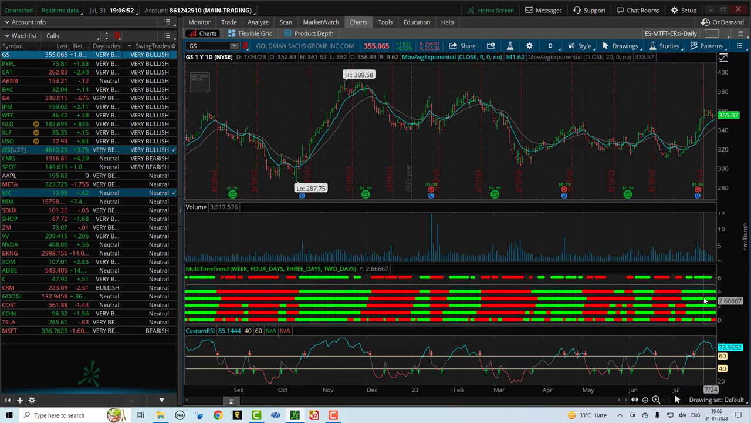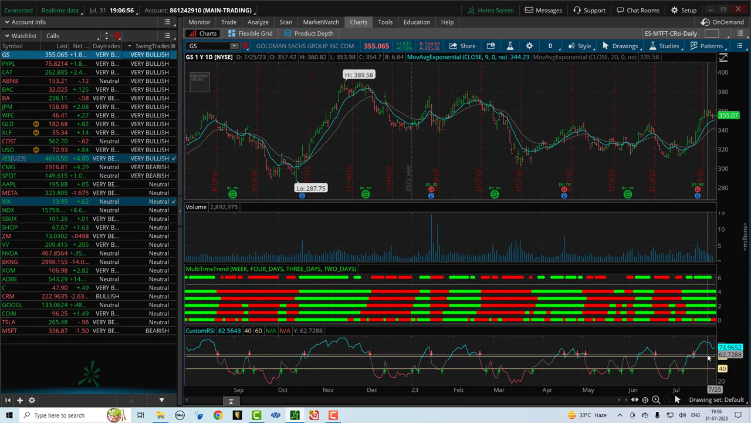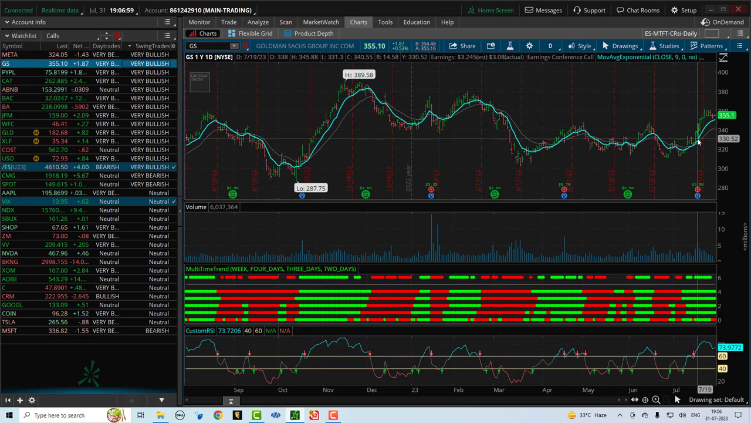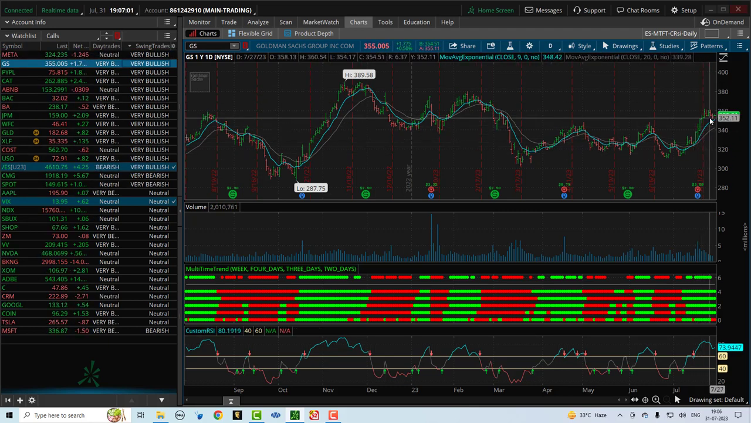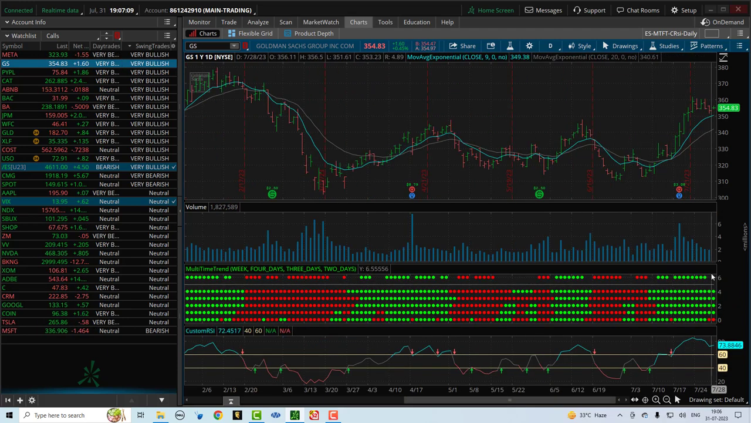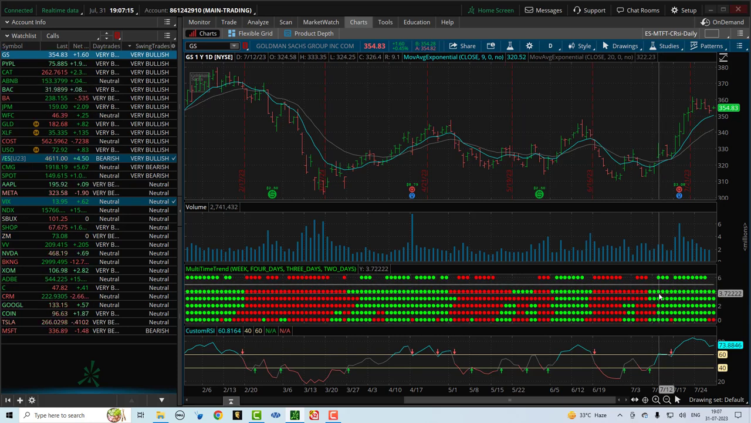And again, we'll get into these indicators, the multi-time frame trend, as well as the custom RSI, in future videos. What we want to do here is just to be able to identify what are the good swing trades. If you see this master indicator here lined up, that means the stock is bullish on various time frames. So I'll get into these in a separate video on the multi-time frame trend.